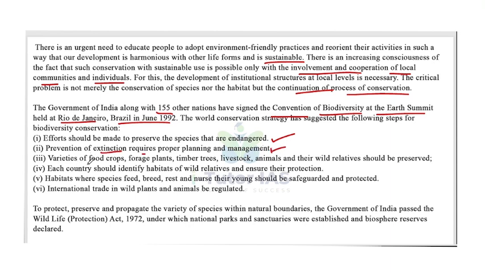Third one, varieties of food crops, forage plants, timber trees, livestock, animals, and their wild relatives should be preserved. Fourth one, each country should identify habitat of wild relatives and ensure their protection. Fifth one, habitats where species feed, breed, rest, and nurse their young should be safeguarded and protected. And final one, international trade in wild plants and animals should be regulated.